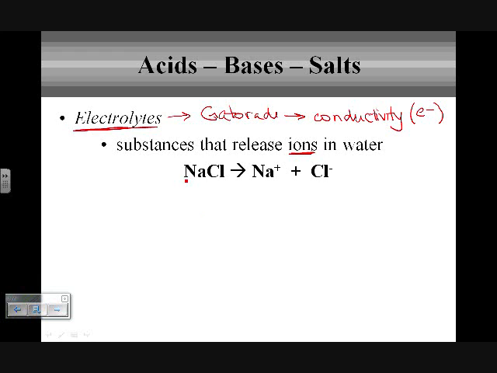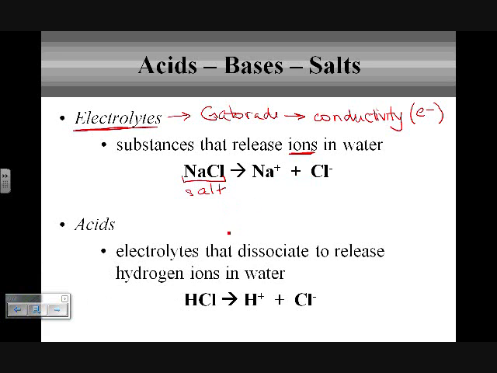So an example here of an electrolyte is NaCl, and NaCl is really just table salt. When it mixes with water, it's going to separate into the sodium and the chlorine ions.